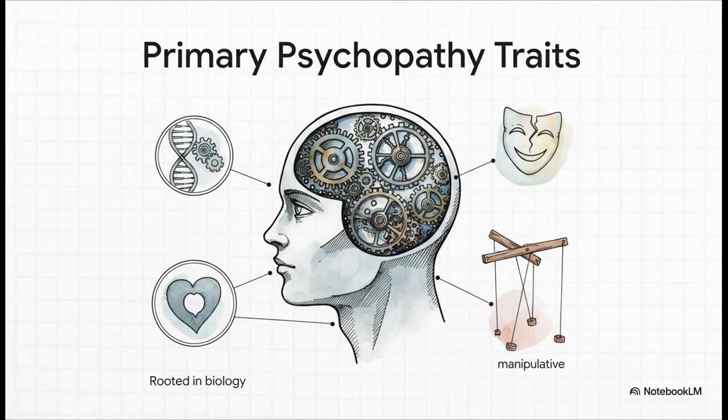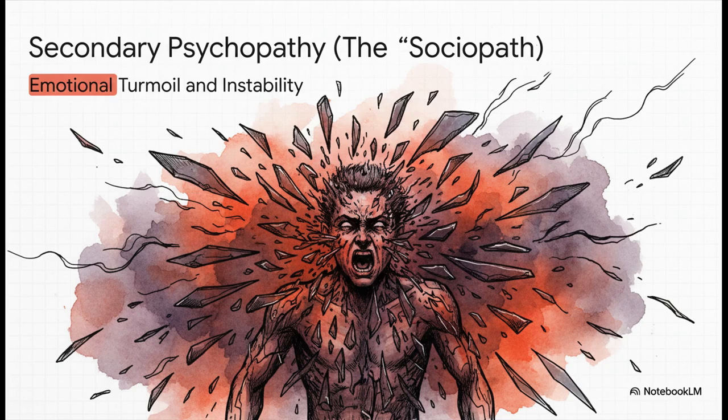And here's the kicker. This seems to be rooted in biology. We're talking actual differences in the brain, like an underactive amygdala. That's the brain's fear and emotion center. They're just wired differently. All right, now let's flip the coin and look at the second profile, secondary psychopathy, or what we more commonly call the sociopath.